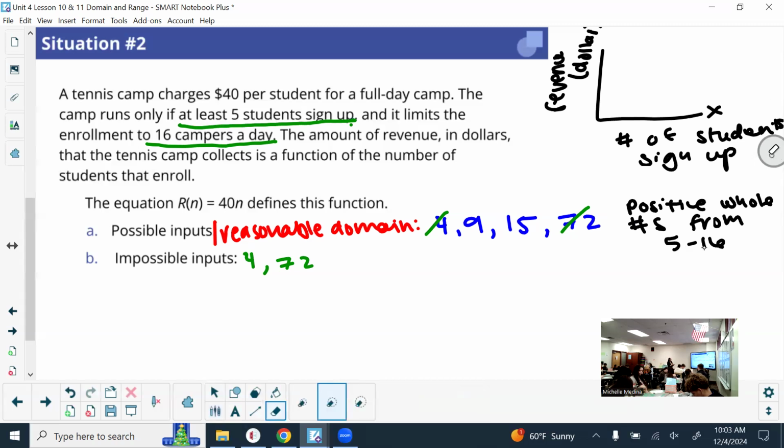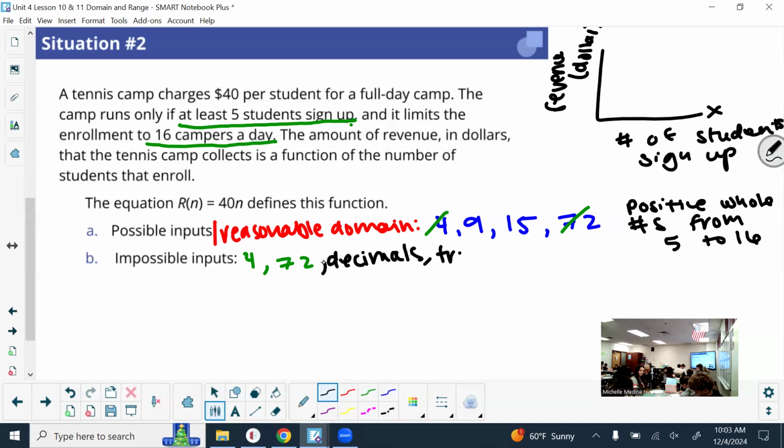Maybe I'll put the actual word instead of that. Then it's not subtracting. Take your notes later. Basically, my input, my domain can be positive whole numbers from 5 to 16. Everything else, including the decimals, including the fractions, and of course, anything that is negative, are not reasonable for this situation. Does that make sense?